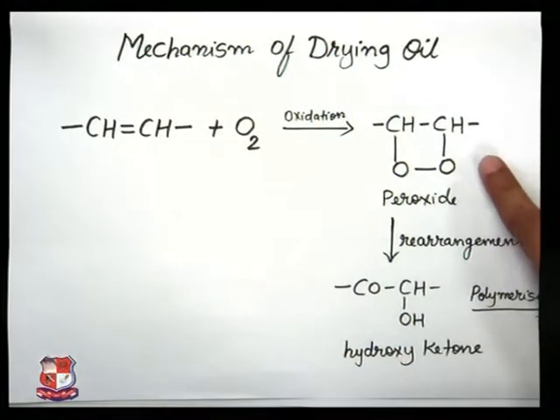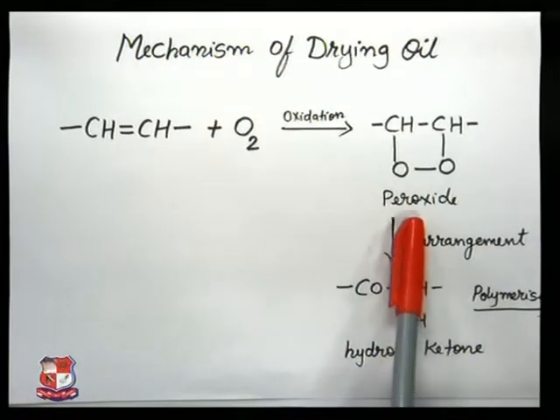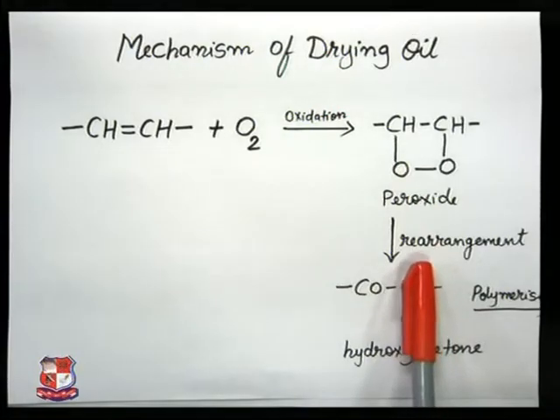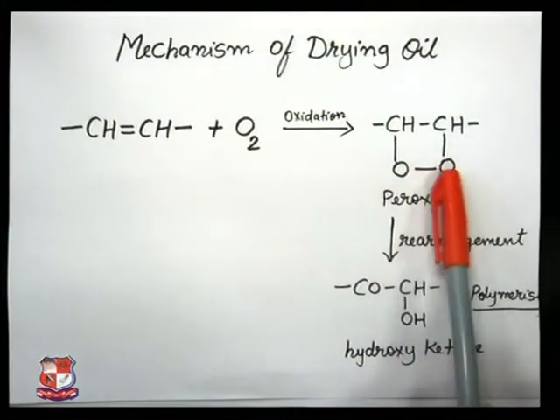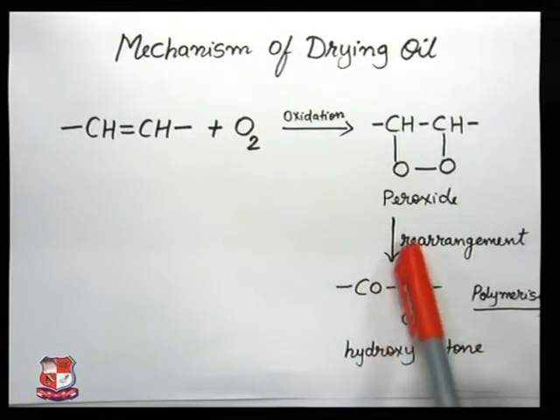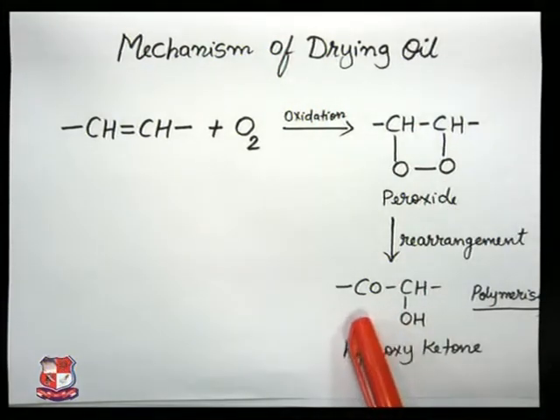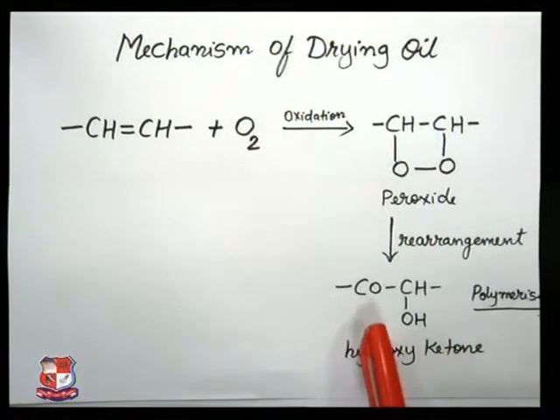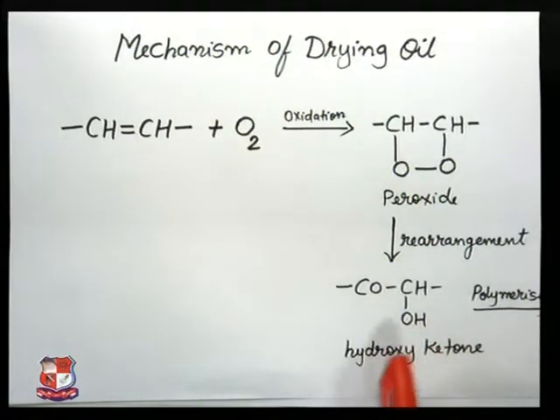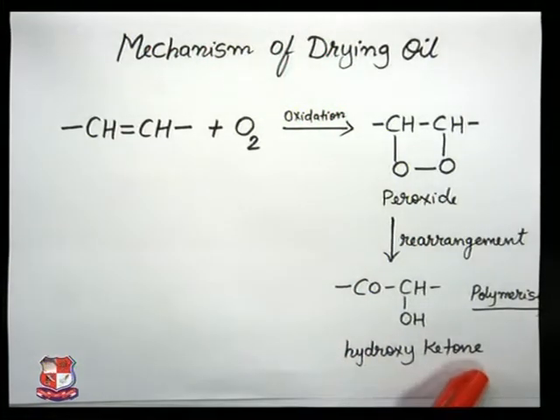What is the product formed here? We are getting peroxide in the structure. The peroxide formed here is basically undergoing rearrangement. The O from here is going to go this side, so it is going to form CO, CH is there, and the H from here is going to come down. Here we are having which group? We are having a ketone group here, and OH, that is a hydroxy group here. So peroxide on rearrangement is going to form a hydroxy ketone compound.